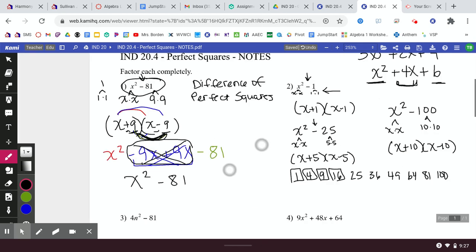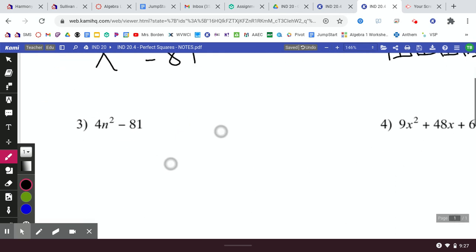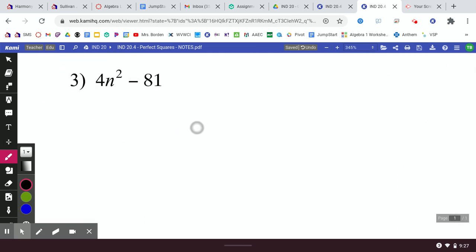So now let's look at an example where you actually have something other than a 1 out front. Thankfully, it does not change it, and it doesn't make it any harder as long as everything is still a perfect square. Is 4 one of your perfect squares? It is, because it is 2 times 2. N squared is a perfect square because it is n times n. It's a difference problem, so you're good there. And 81 is a perfect square because it is 9 times 9.